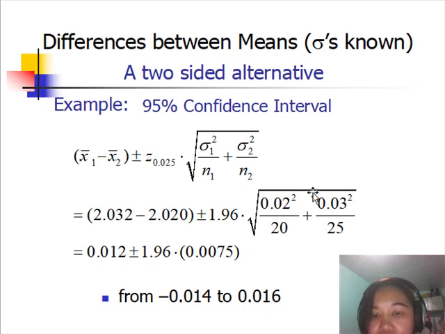So first solve the values inside the radical sign. You multiply it with 1.96. So this one, take note that this is our standard error, is equal to 0.0075. Multiply it with 1.96. So we get this one. To get negative 0.014, you simply use the minus sign or the difference. To get the 0.016, you use the sum or the plus.